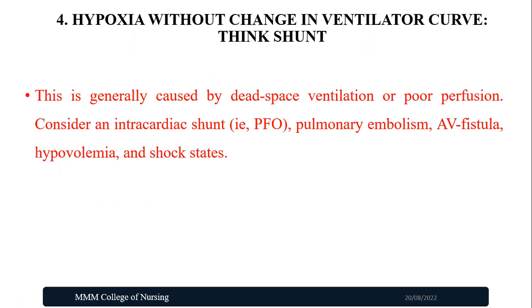Next is hypoxia without a change in ventilator curve. In this case, you have to think about shunt. This is generally caused by dead space ventilation or poor perfusion. Consider an intracardiac shunt, pulmonary embolism, AV fistula, hypovolemia, and low flow state.